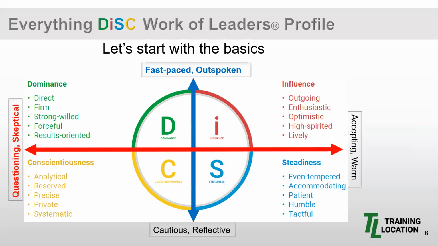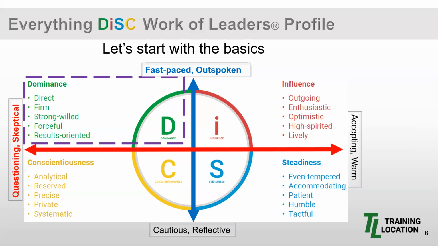Now, we know from a previous lesson that Michael has an outward activity level, I like to call that pace, described as fast paced or outspoken. We also see that he has an agreeableness quotient described as questioning and skeptical. When we combine these two dimensions, we know that Michael's traits as a dominant style include, and you see them listed there, direct, firm, strong willed, forceful, and results oriented. And I'm going to combine these and compile these in just a moment.